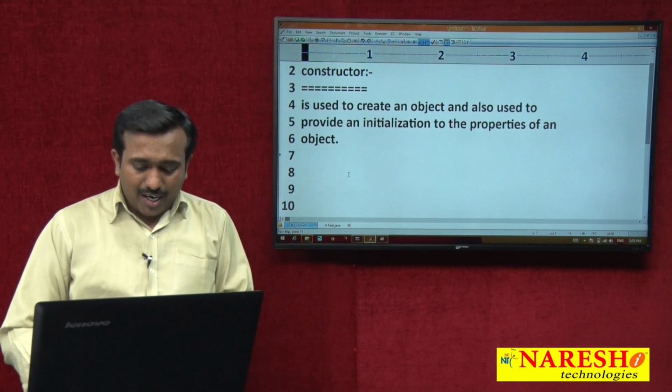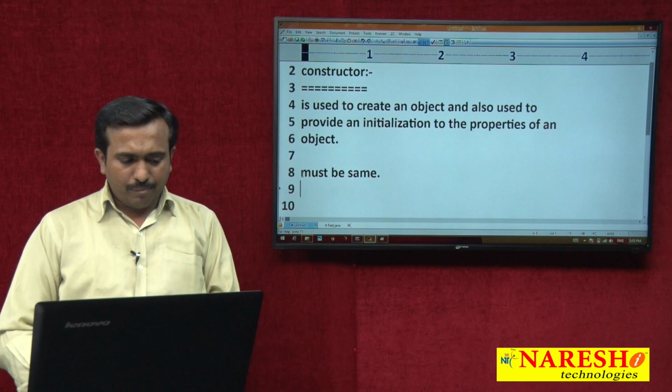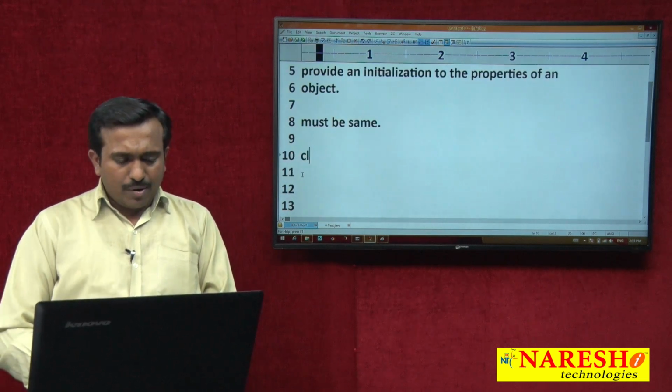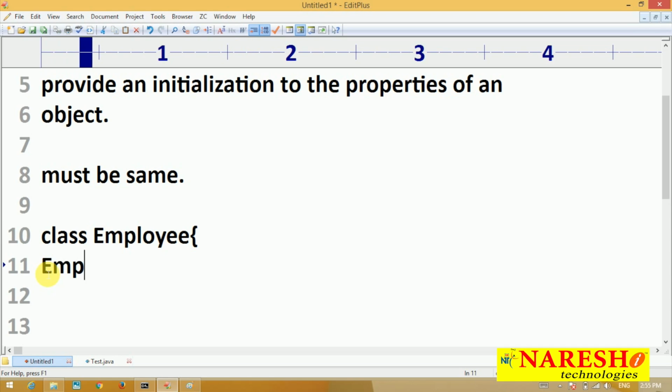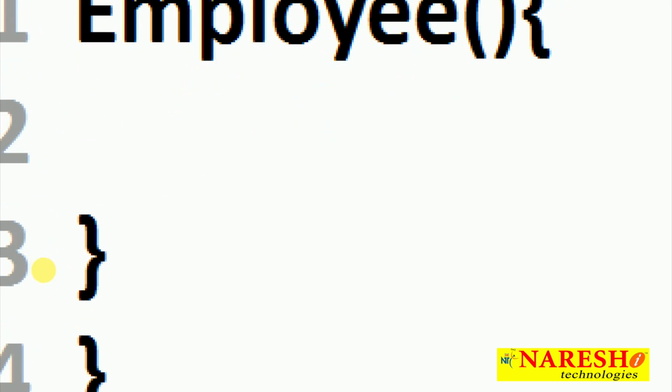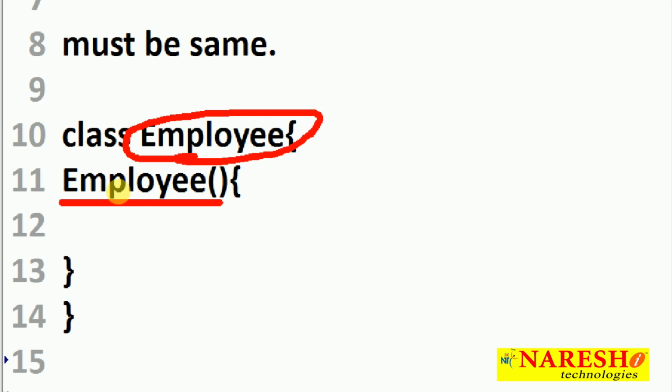Constructor name and class name must be same. It is one important rule here. For example, if you are creating one class like employee, in employee class, here you can define the constructor like this. It is called as what? Constructor. Here the constructor name and class name must be same.